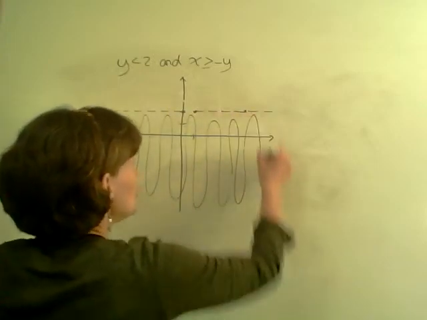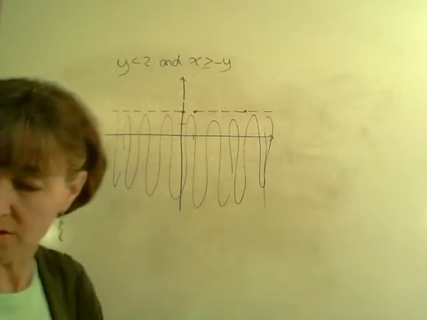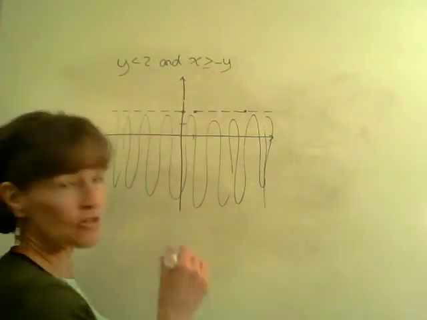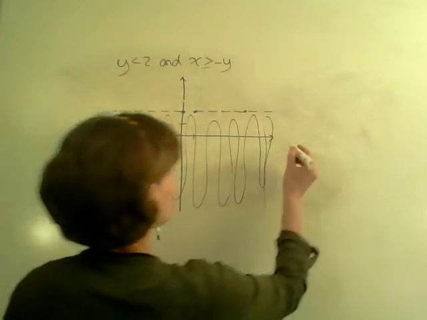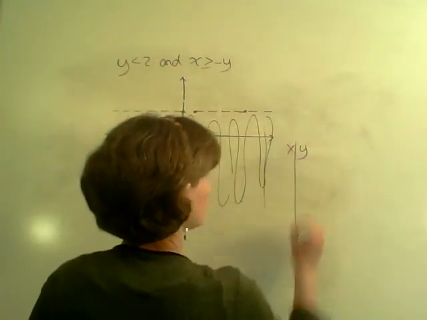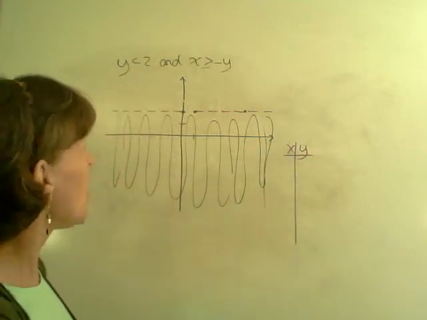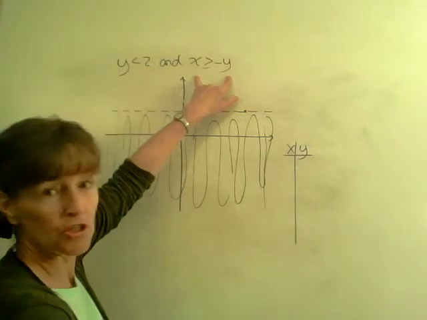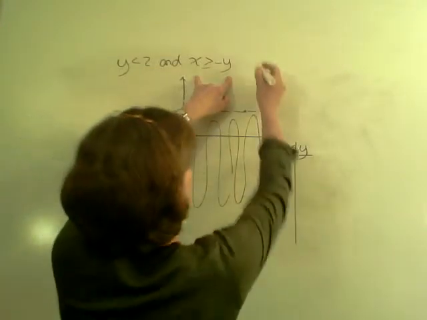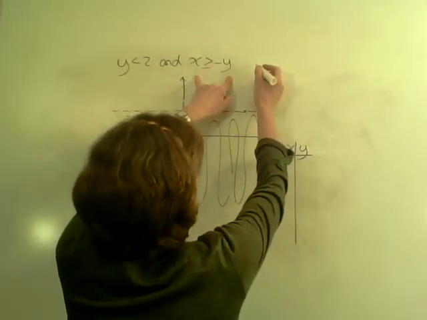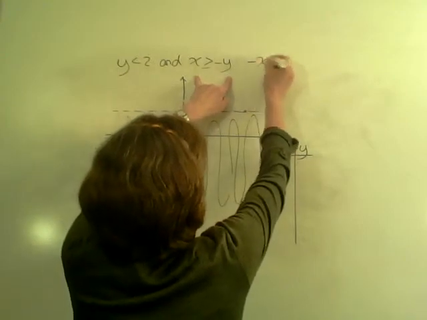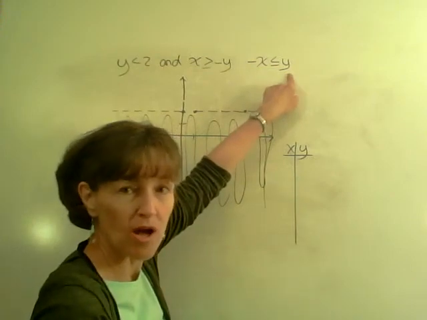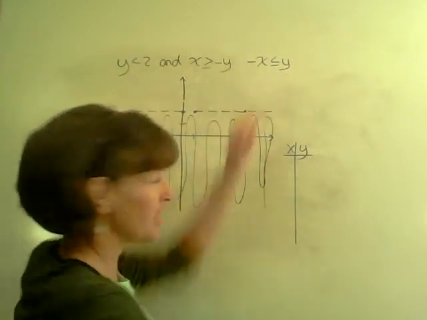Now, since I'm graphing two inequalities on one coordinate plane, I'm going to pick a different color to do this one. So x is greater than or equal to negative y. I can pick some x's and y's to help me with this. All right, you might want to solve that for y. Remember, when you solve that for y, you're going to multiply both sides by that -1, which is going to flip the sign. So you're going to have negative x is less than or equal to y, or we can read it starting with y. Y is greater than or equal to negative x.